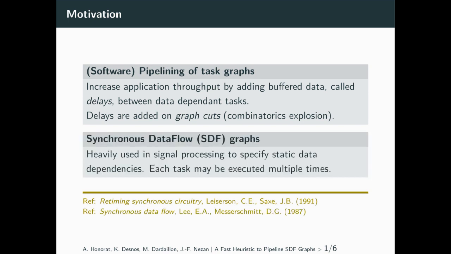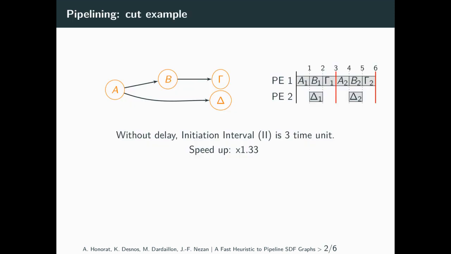Now, what are synchronous data flow graphs? They are a generalization of task graphs annotated with fixed amount of data exchange. It implies that each task may be executed multiple times in order to process all data sent by the preceding tasks. I will not enter into the details of SDF graphs. In our heuristic, we only use the fact that each task may be executed multiple times inside a single execution of the application. Let's see a small example.